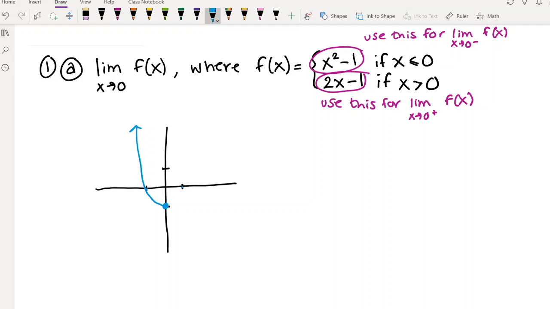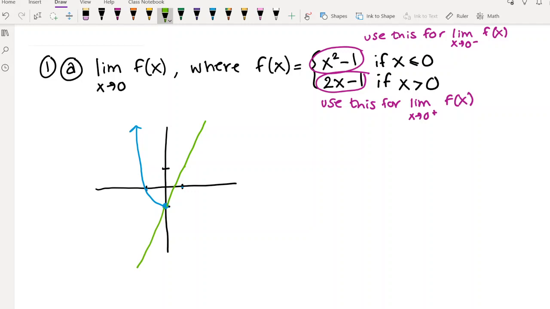So the second part is a line, 2x minus 1. So that's a line with a slope of 2 and a y-intercept of -1. So that means that we're going to want to go up 2 over 1, and draw our line.